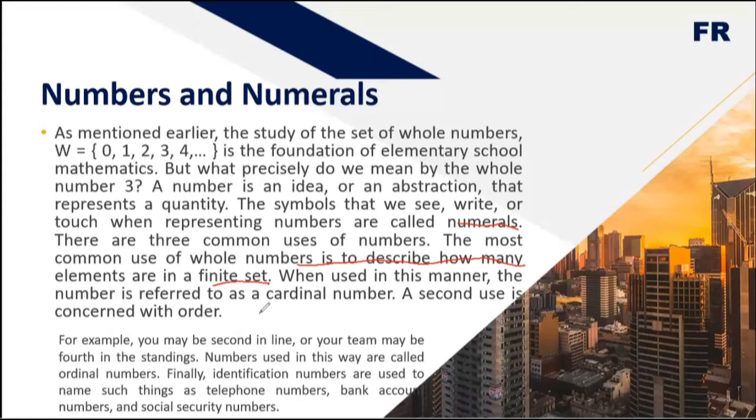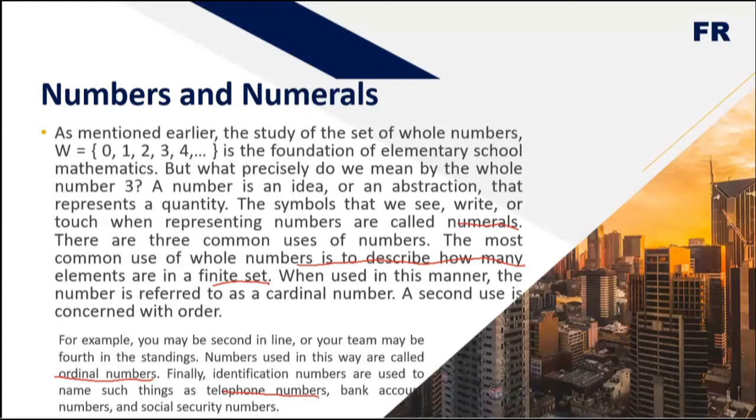A second use is concerned with order. For example, you may be second in a line, or your team may be fourth in the standings. So yung ganung manner na tinatawag ay pwedeng ordinal numbers. Finally, identification numbers are used to name such things as telephone numbers, bank account numbers, and social security numbers.